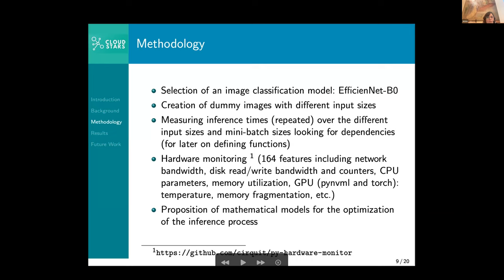And while performing inference, we monitored the hardware with scripts that are available in the GitHub repository that you can see in the footnotes. It was prepared by my colleague Alexander Isenko, and you can access it and use it. We included many metrics such as GPU temperature, memory fragmentation, CPU parameters, and other metrics of the system, up to 164 features. Finally, with all these learnings, we propose mathematical models for the optimization of the inference process. We use the knowledge from the experiments to define the decision variables, to create the constraints, etc.